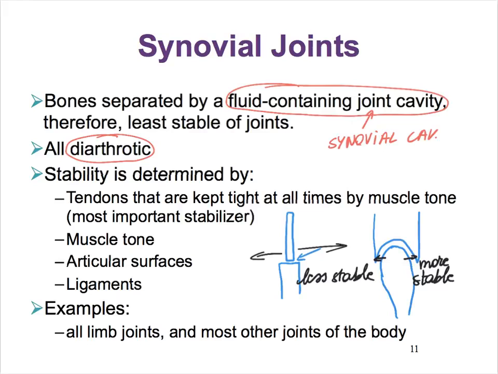The most important factor for stability in synovial joints, on the other hand, is muscle tone. So muscle tone is what makes our synovial joints the most stable. So both these are really saying the same thing, so we can actually just delete the second bullet. And so what do we mean by muscle tone?